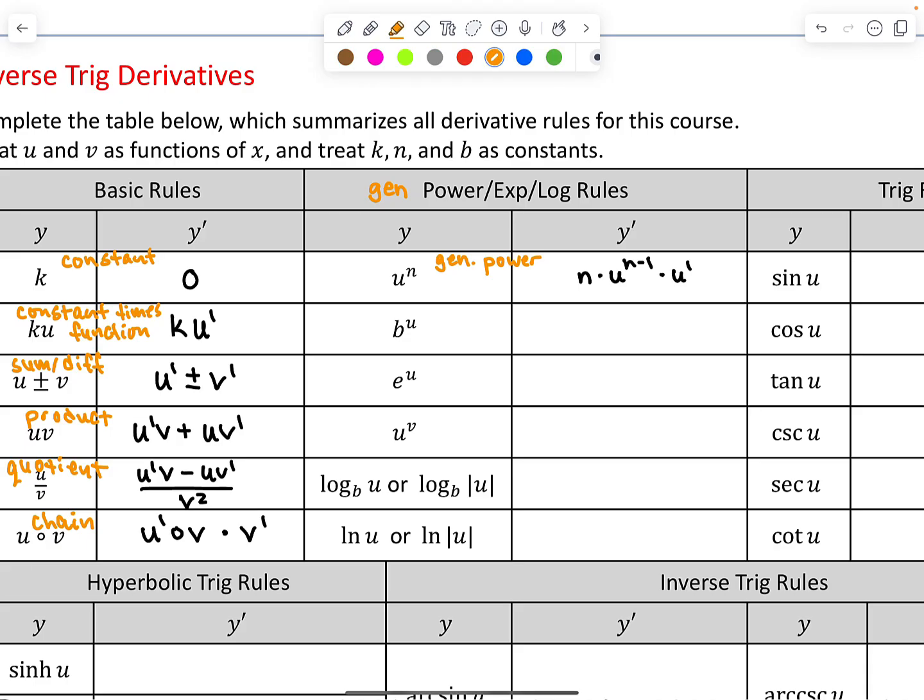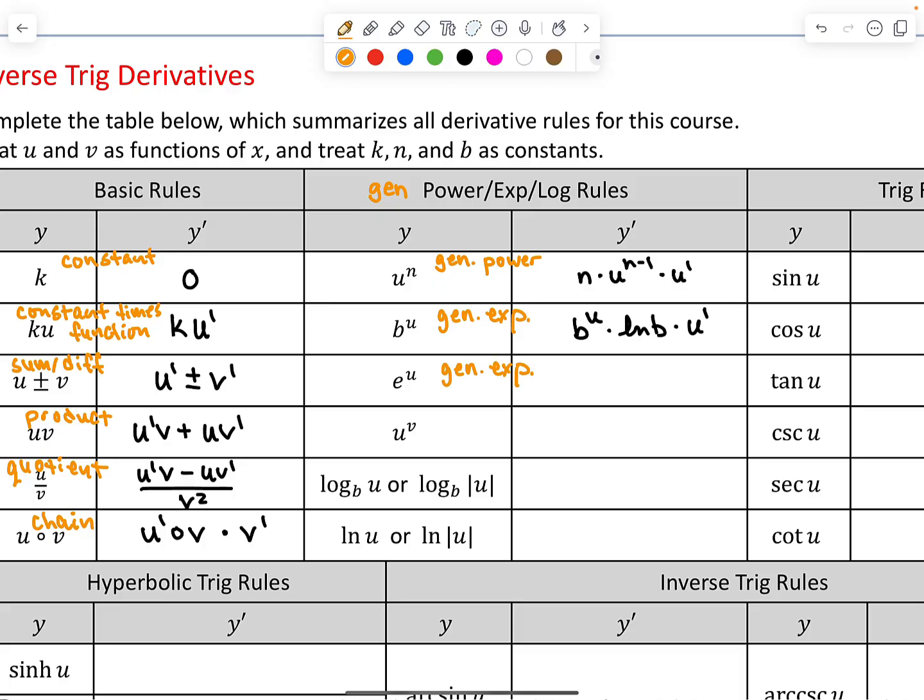This next case is a constant b raised to a function u. This is an exponential function, so we use the generalized exponential rule. And its rule says that we repeat the exponential function, multiply by the natural log of the base, and then chain rule times the derivative of the exponent. This rule I just wrote works for any legitimate base b.